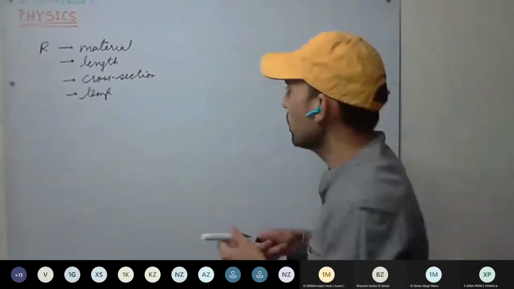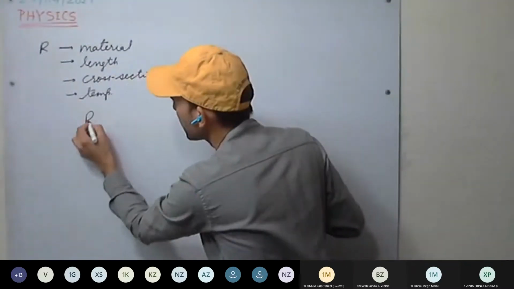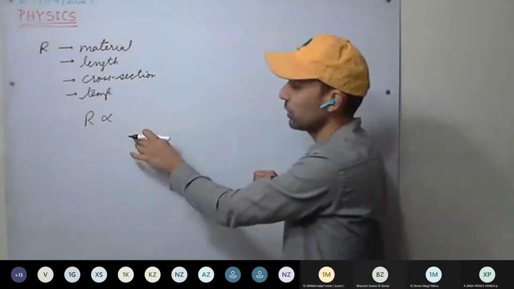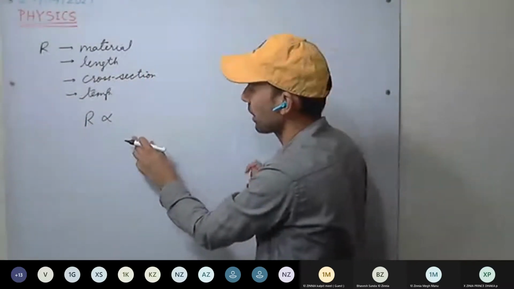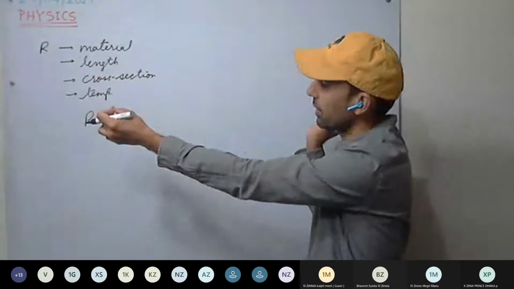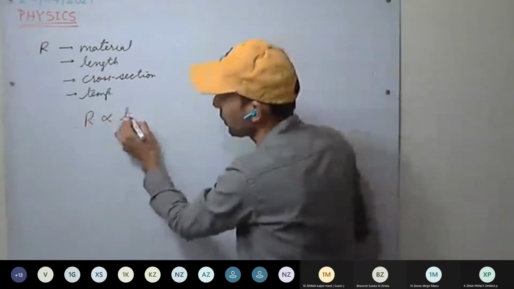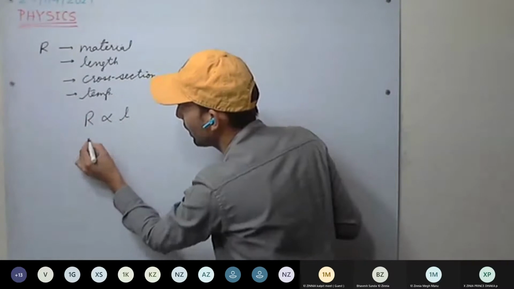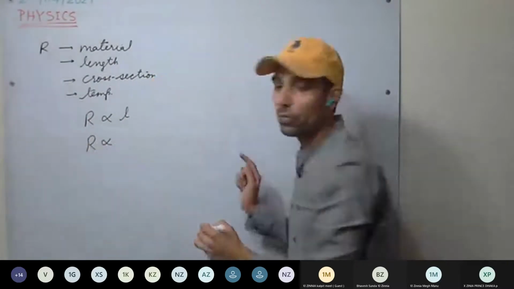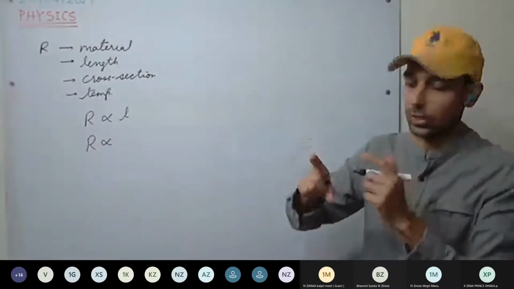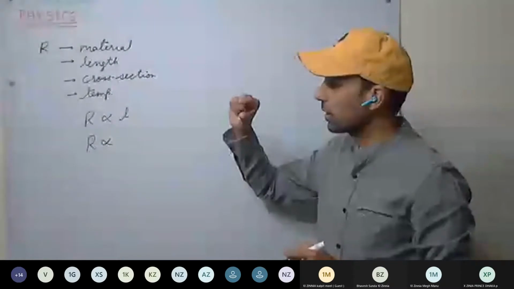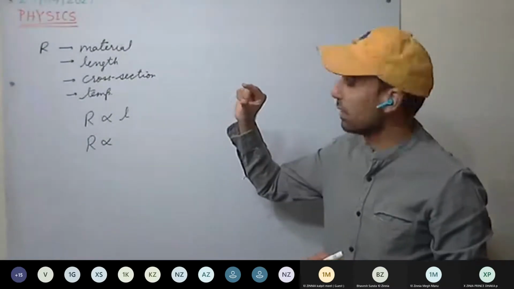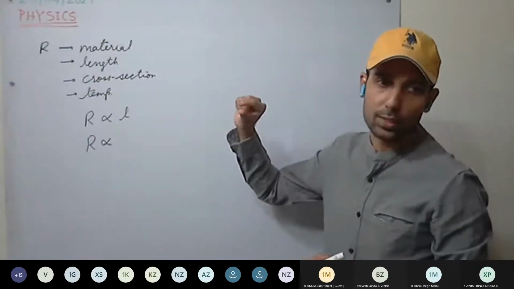Specific resistance. So we know resistance is proportional to length. Is it directly or inversely? If length is more, resistance will be more. So resistance is directly proportional to length. Similarly, resistance is inversely proportional to area of cross section. So the thicker the wire, the less the resistance. The thinner the wire, the more the resistance.